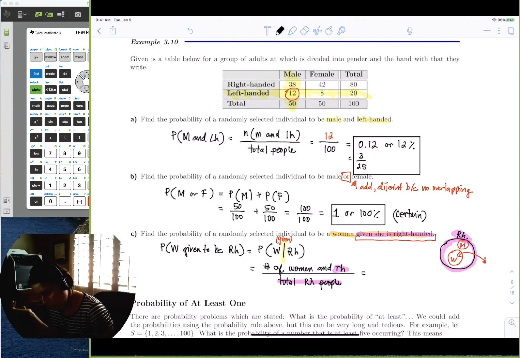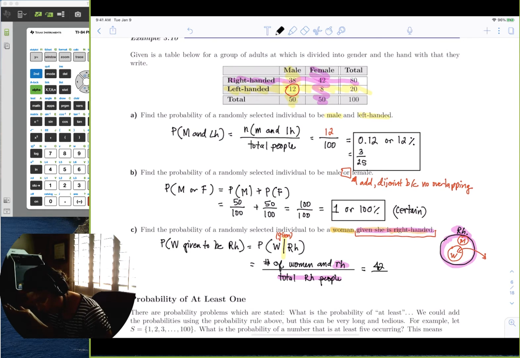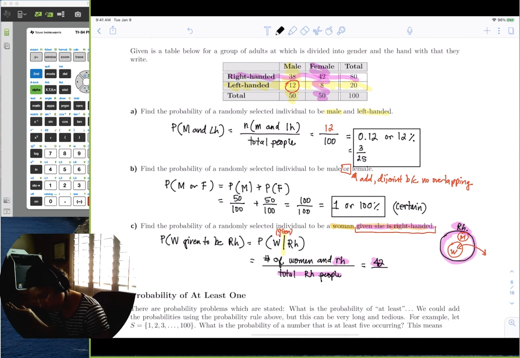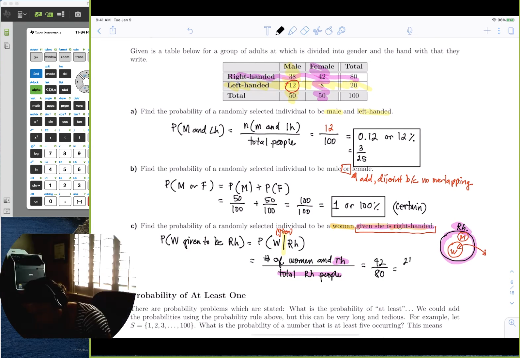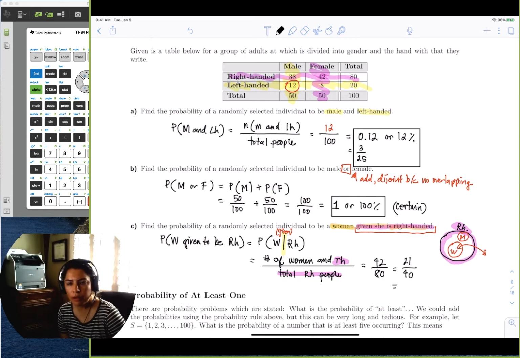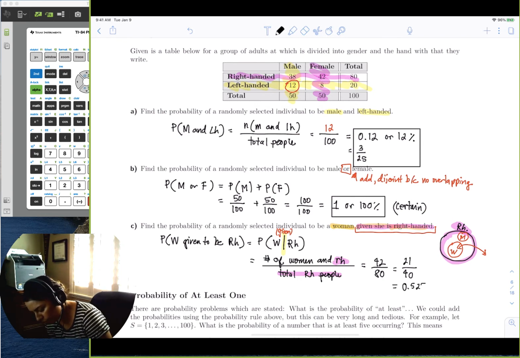So what is it? The number of women and right-handed, that's 42. And the total number of right-handed people was 80. So in that case, that would be 42 out of 80, which is 21 out of 40. Okay, and then if I put this in my calculator, it would come out nice, like 0.525 or 52.5%.